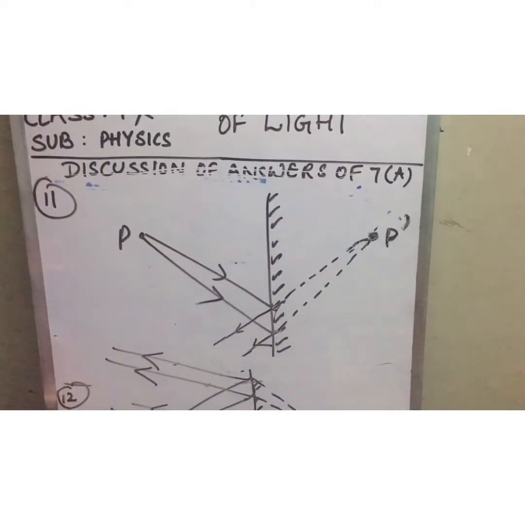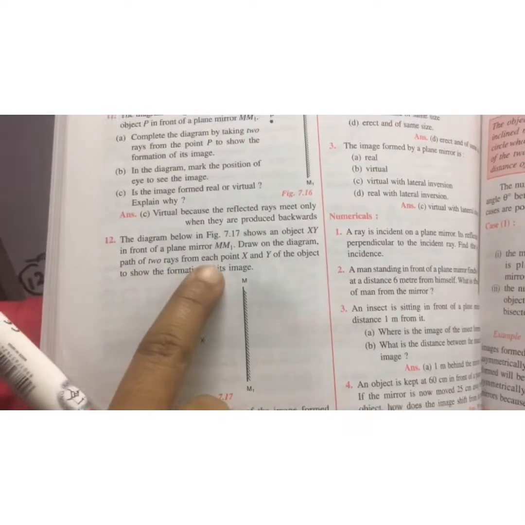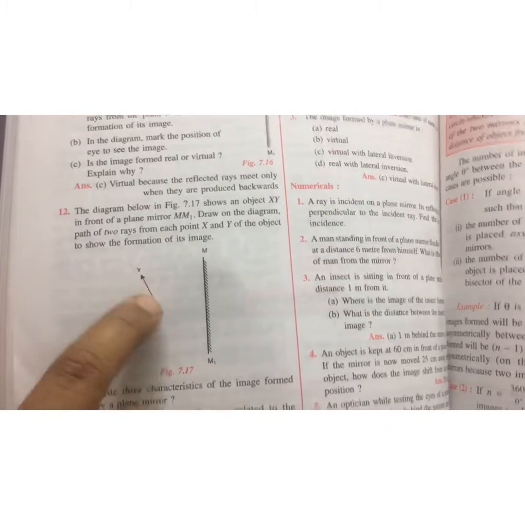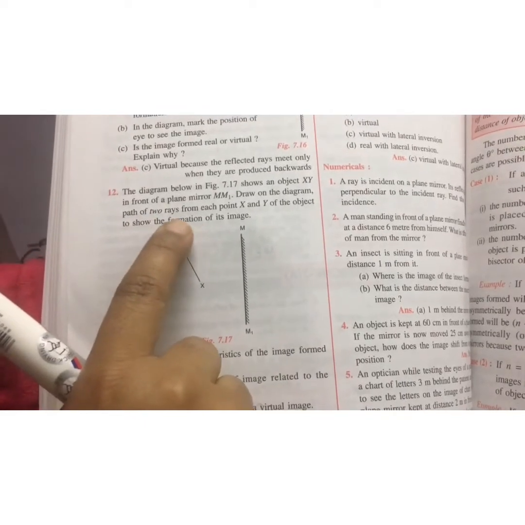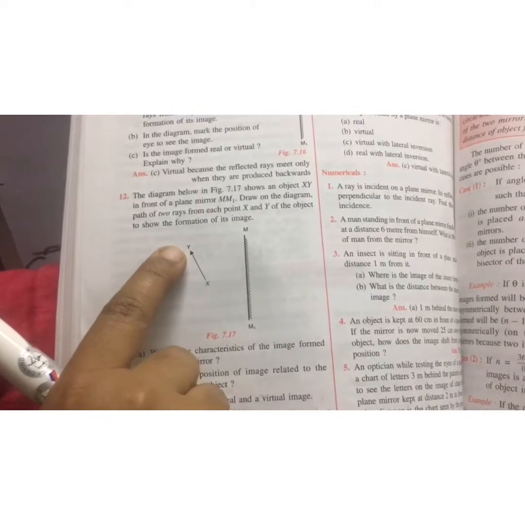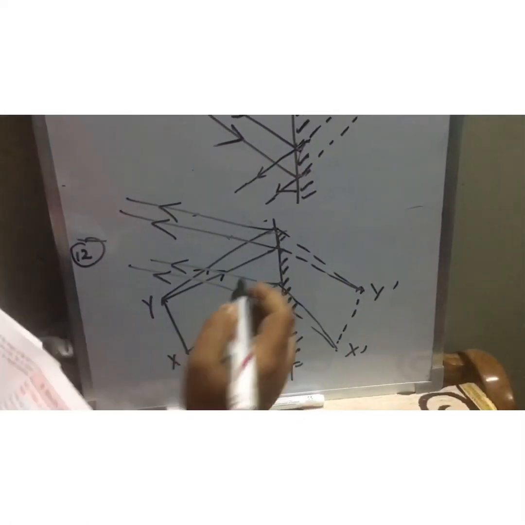Okay, now moving to question number 12. Question number 12 is what? See, the diagram below in this figure shows an object XY. Now it is an extended object, students, in front of a plane mirror MM1. Draw on the diagram the path of two rays from each point X and Y. Both the points, you have to consider two rays each, X and Y of the object, to show the formation of its image. You have to draw an image by taking two rays each from the point Y and from the X. Now see the ray diagram on the board. See, it's the plane mirror. The plane mirror's name is MM1.